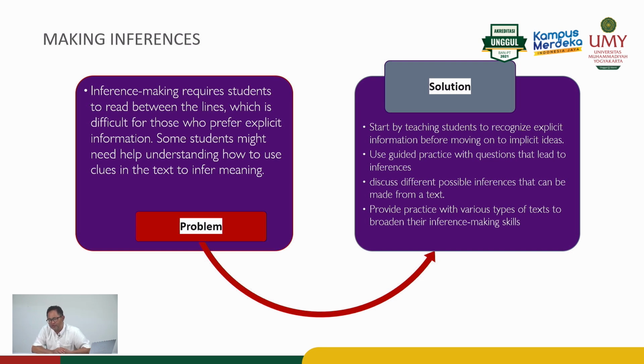The solution is, for you to teach such kind of macro skill, then better for you to start teaching students to recognize explicit information before moving to the implicit ideas. Use guided practice with questions to lead the inferences. I think this is the way how you would like to do this one. If you do that one, I think it will help you. And I think better for you to provide practice with various types of text in order to be able to make inferences.